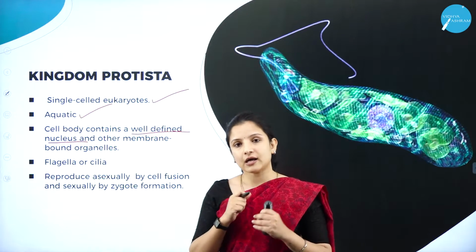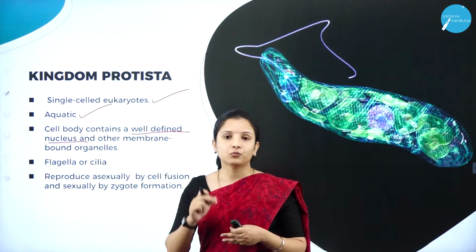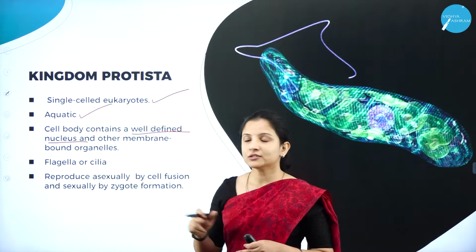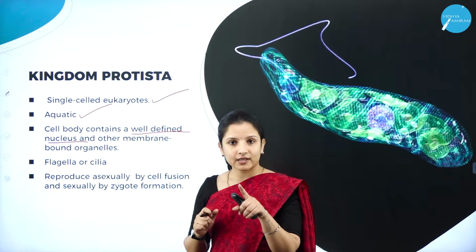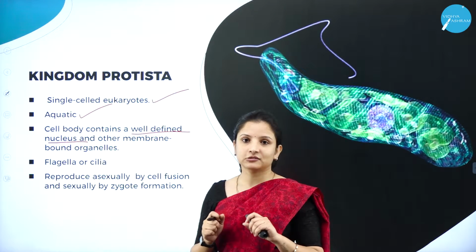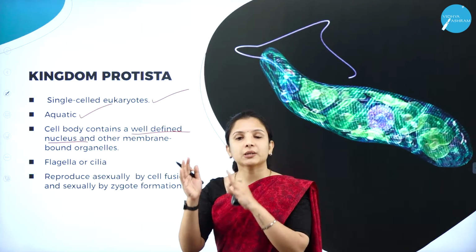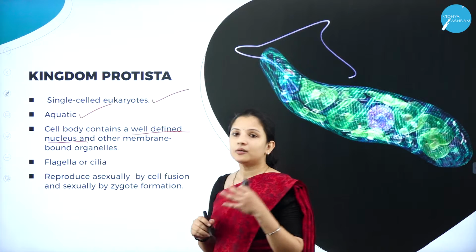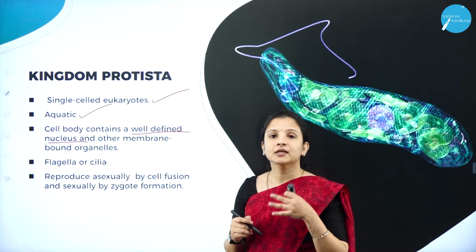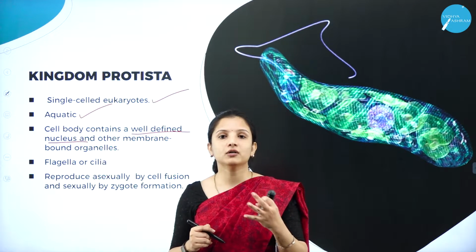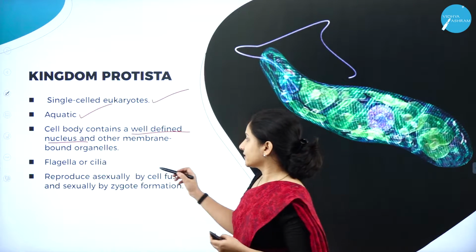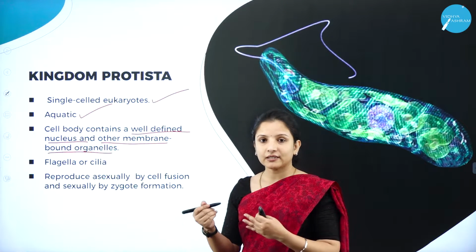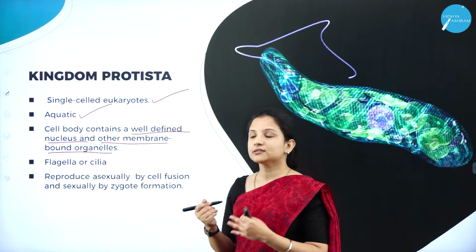So you can now again ask me, they are eukaryotes, why didn't they put them under Plantae or Animalia? Why? Because they are unicellular, whereas Plantae and Animalia are multicellular. That is why it is grouped separately under the kingdom Protista. And they have other membrane-bound organelles, that is the mitochondria, the Golgi bodies, all these organelles are also present. That is why these organisms are put under a separate group called Protista.